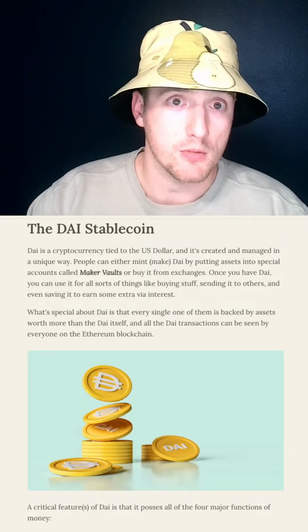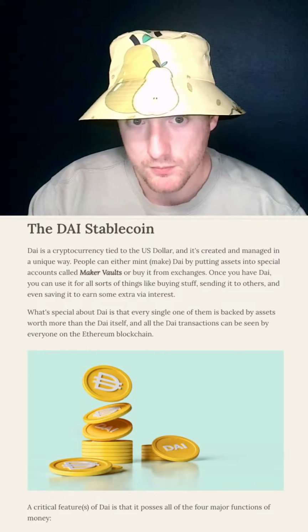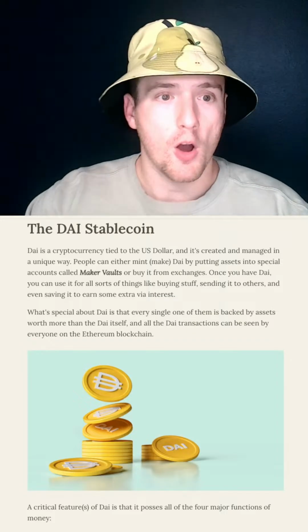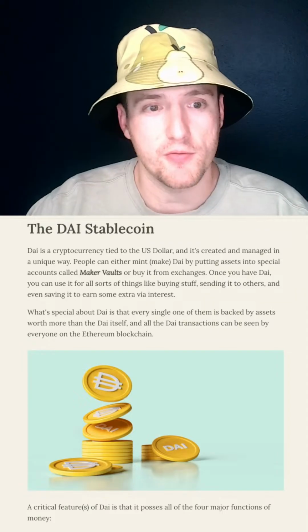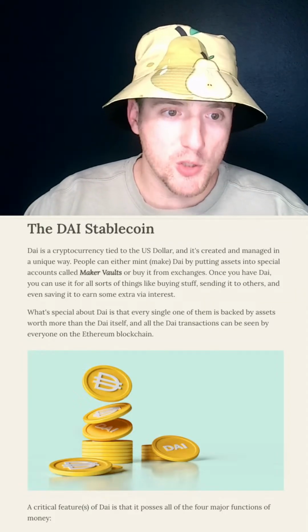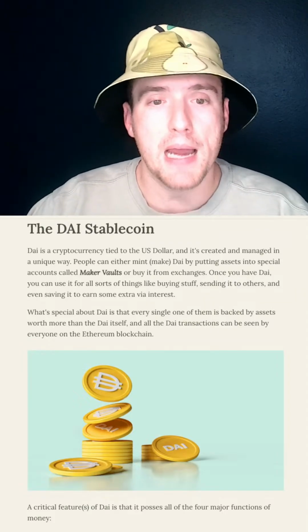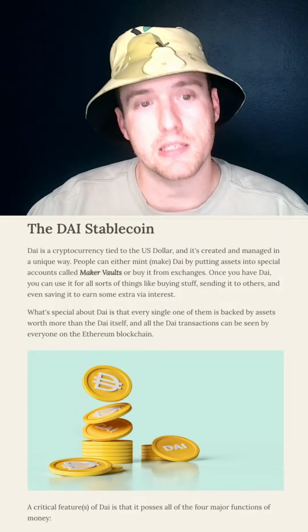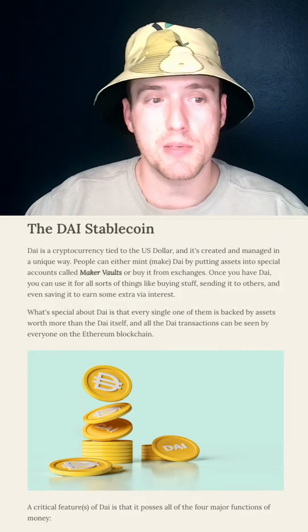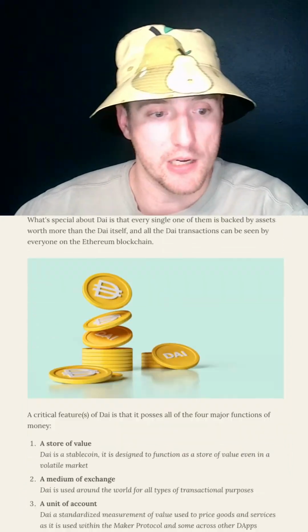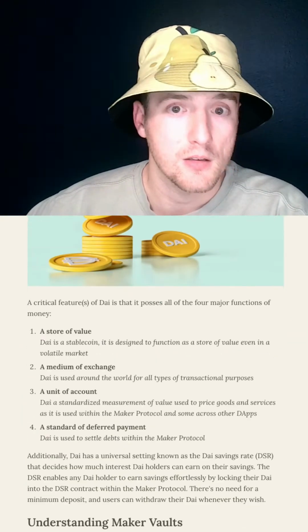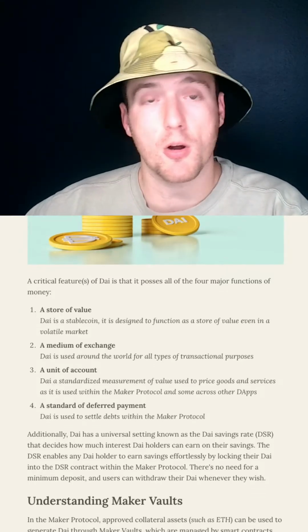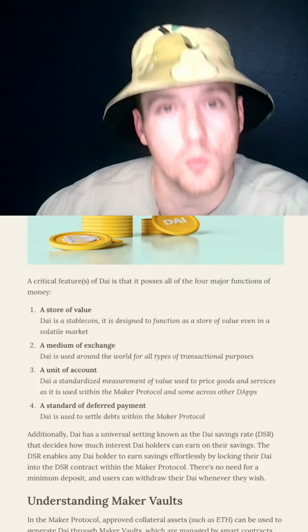This is all Sky now. Keep that in mind. Once you have DAI, you can use it for all sorts of things like buying stuff, sending it to others, and even saving it to earn some extra via interest. What's special about DAI is that every single one of them is backed by assets worth more than the DAI itself. And all the DAI transactions can be seen by everyone on the Ethereum blockchain. You could go see the contract for all of DAI's actions. You can go see the smart contract and everything that it's told to do when it receives a certain amount of money.